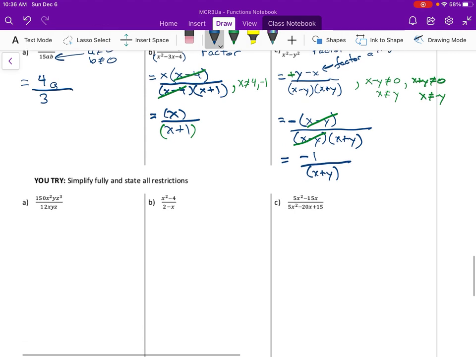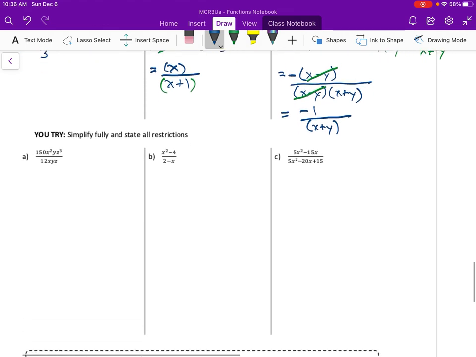So you can do the you-try down here, and I'll put in the answers. You can check your answers on the OneNote general sheet and see how you do. Okay, if you have any questions, of course, let me know.